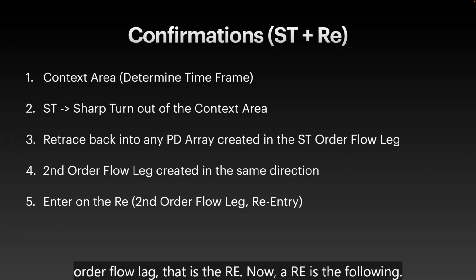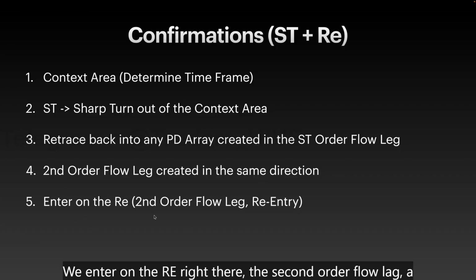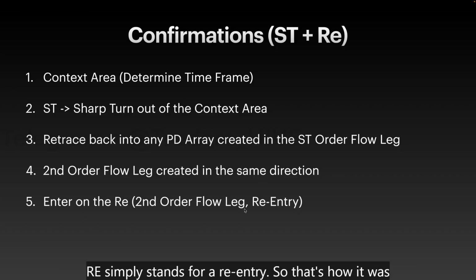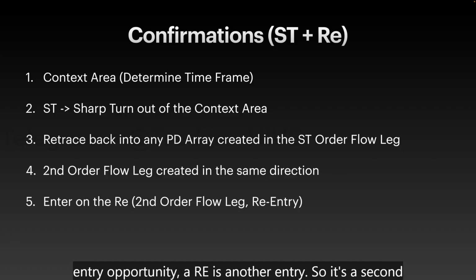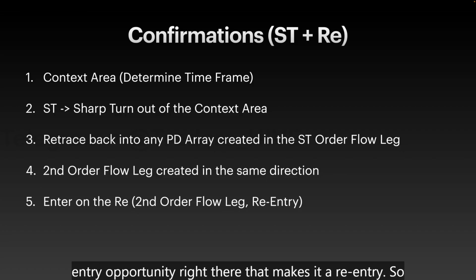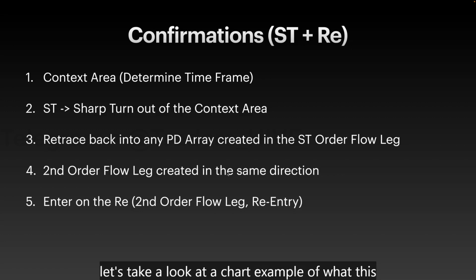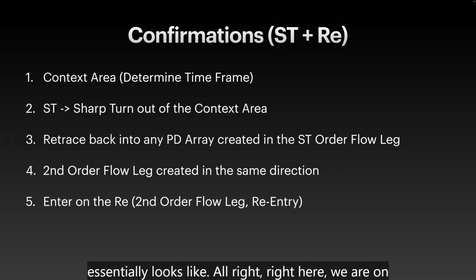Now a re is the following. We enter on the re right there, the second order flow lag. A re simply stands for a re-entry. So that's how it was created essentially, where the ST is a potential first entry opportunity. A re is another entry. So it's the second entry opportunity right there that makes it a re-entry. So let's take a look at a chart example of what this essentially looks like.